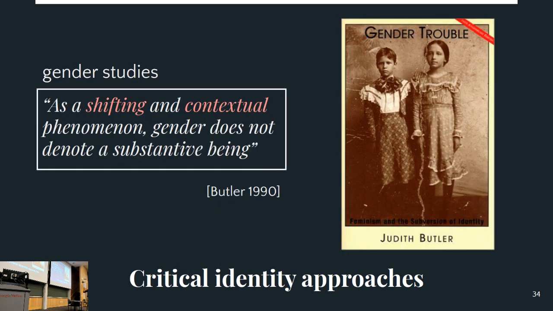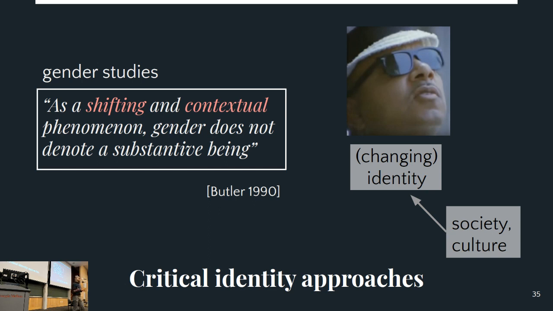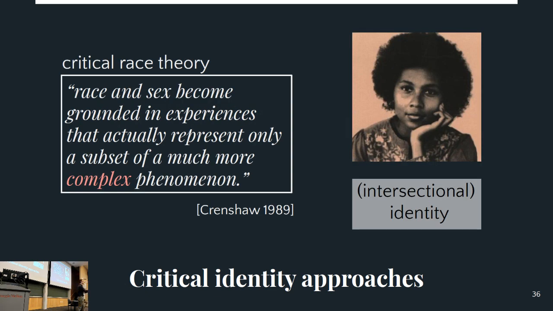Another of these critical identity approaches, gender studies, considers identity to be shifting and contextual. So something like gender does not denote a substantive being, but is actually constructed socially, which is a little bit different from how we're normally thinking about things. So here we have the idea that identity can change and be influenced by society and culture. From critical race theory, we have the idea that we're not just a set of categories, but we actually live at the intersections of those categories, something called intersectionality, where something like race and sex can be specific to someone's lived experience, the classic case in the United States being that of Black women.